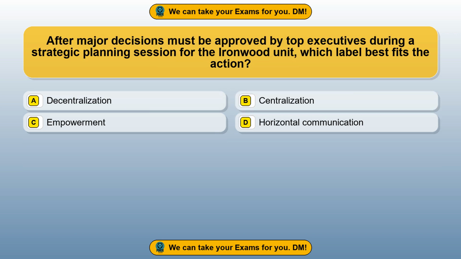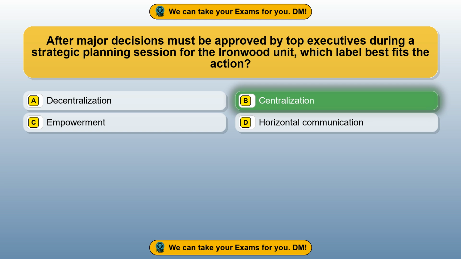Question 33. After major decisions must be approved by top executives during a strategic planning session for the Ironwood unit, which label best fits the action? Option A, decentralization. Option B, centralization. Option C, empowerment. Option D, horizontal communication. The correct answer is option B, centralization.